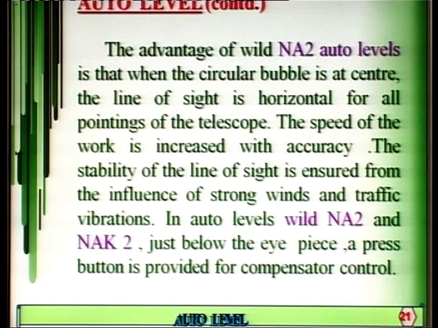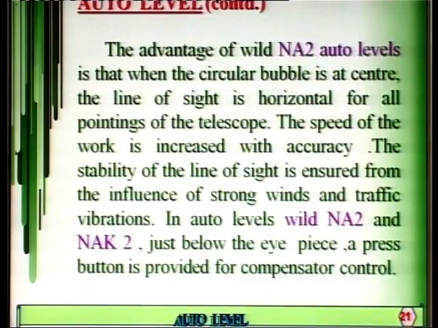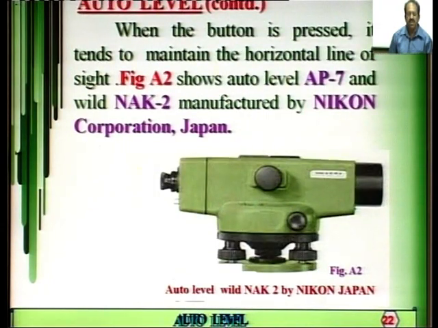In auto levels, Wild NA2 and NAK2, just below the eyepiece, a press button is provided for compensator control. So, you see on your monitor screen an auto level is shown and its trade name is NAK2 and it is manufactured by Nikon, Japan. When the button is pressed, it tends to maintain the horizontal line of sight.